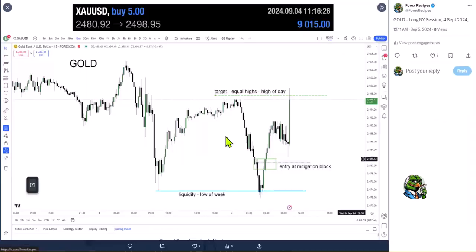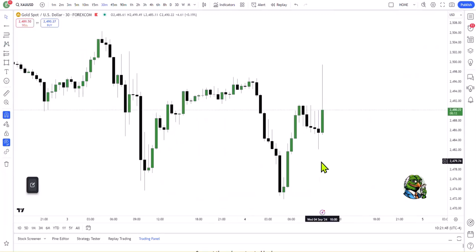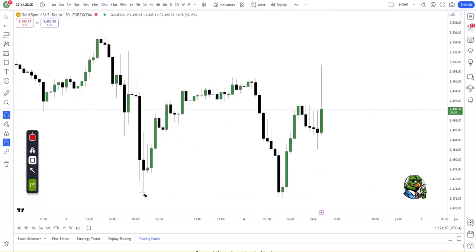Okay, it is this trade here, where I entered long at this mitigation block after we had taken the low of the week, as we've rejected from that low of the week. On a 30-minute chart, you can see we have taken the low of the previous day, which is also the low of the week. That is Tuesday's low right there.